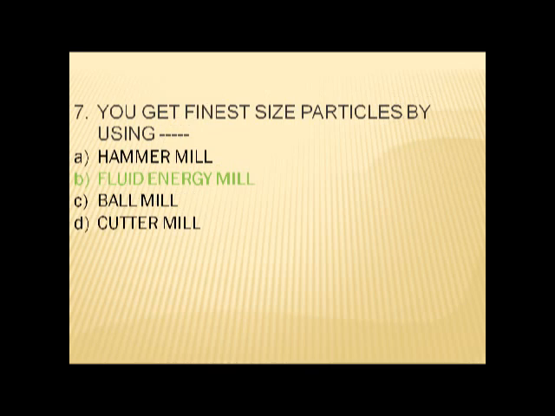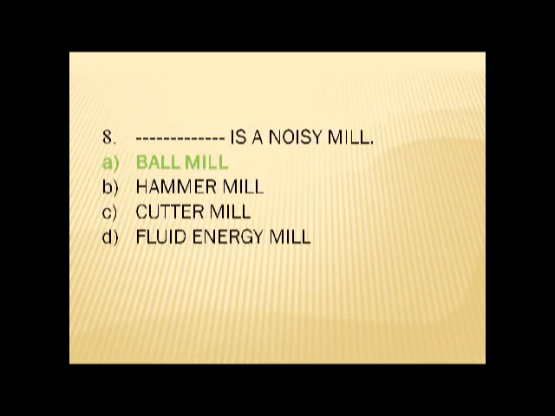Then question number 7: you get the finest size particles by using dash. Options are hammer mill, fluid energy mill, ball mill, cutter mill. And the correct answer is that you get the finest size particles by using fluid energy mill.